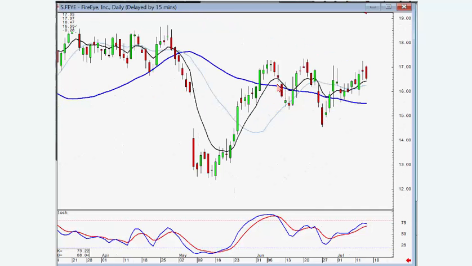As you can see, FEYE did a left-right combo when it should have been breaking out. Very simple. If you're long and you stayed in it today, it has to open positive and trade positive to stay in it. If it opens lower, close it out immediately.